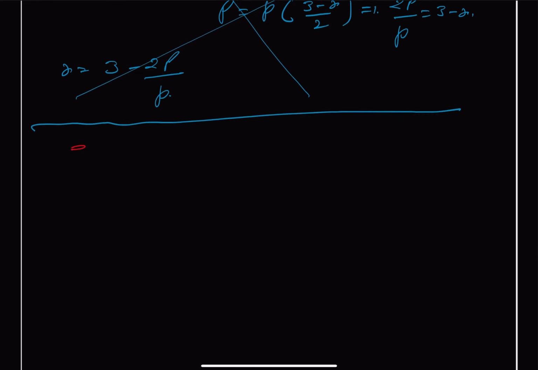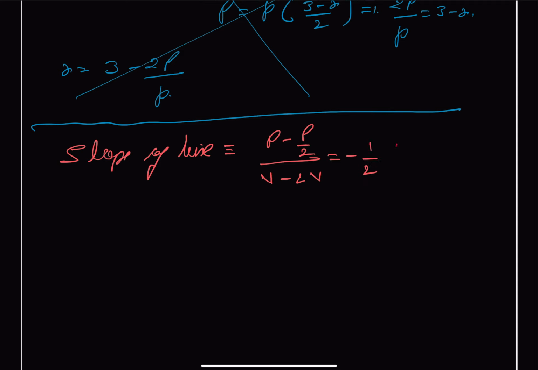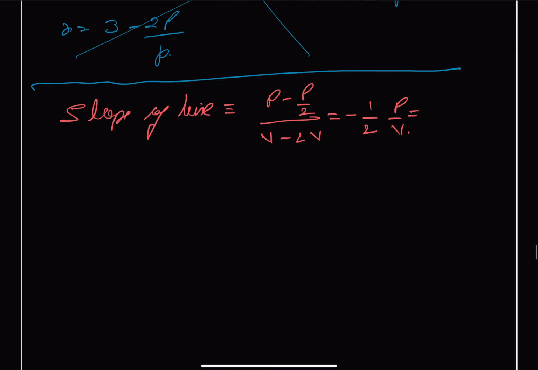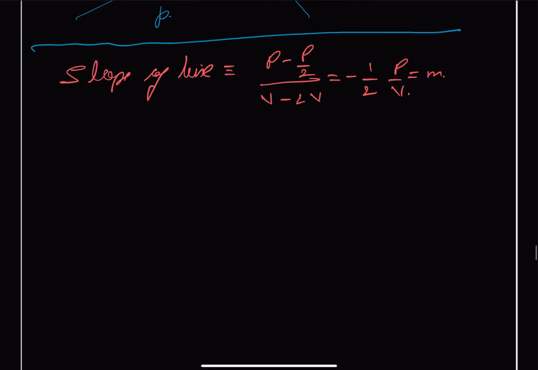So we can say that the slope of the line is P minus P by 2 over V minus twice V. It will be coming as 1 by 2 P by V, and this is equal to the slope of line, let us suppose that is our M. Therefore, we can say that our P will be equal to minus twice V multiplied by M.